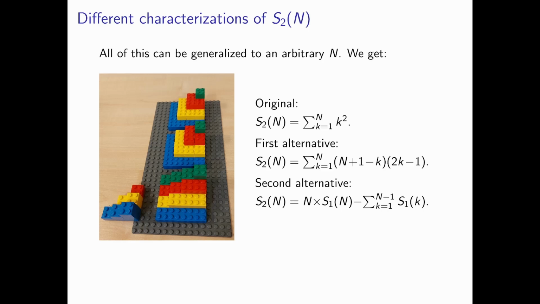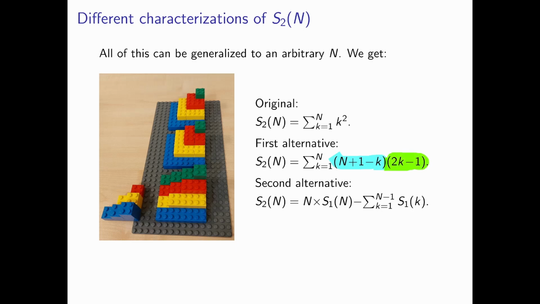First, we get that originally s sub 2 of n is just the sum of squares that we saw from before, but in the first alternative something interesting happens. S sub 2 of n then becomes the sum, as k ranges from 1 to n, of n plus 1 minus k, which is a factor I will mark here in blue, times 2k minus 1, which is a factor I will mark in green.